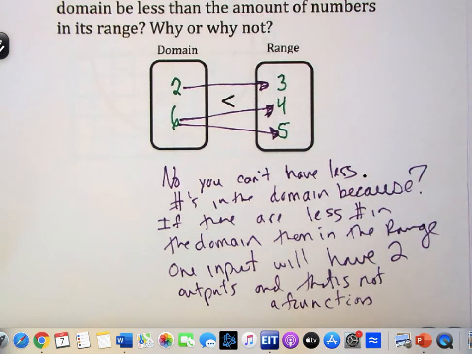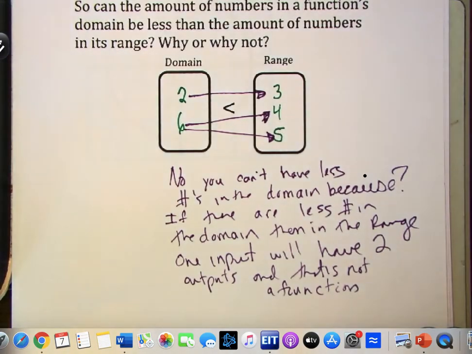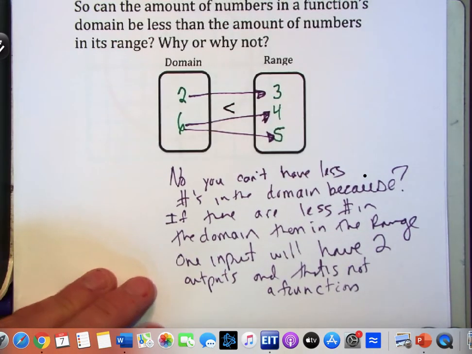Cool. And that's what some people say. They figure out you've got to have at least the same, because if there were more, then an element or a number from the domain would have to go to 2 elements in the range. Just not possible. Not a function.